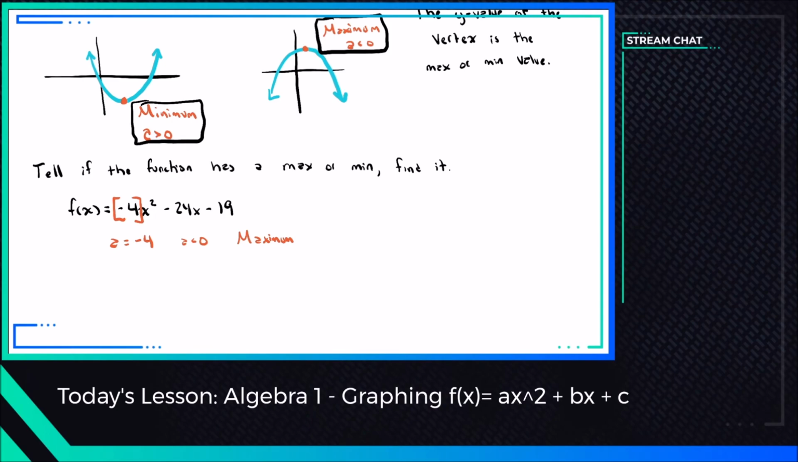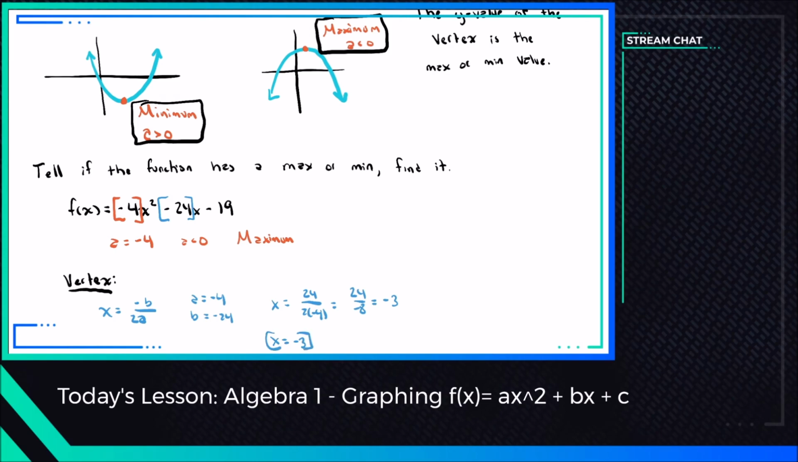And to find it, we must find the y value of our vertex. So we have to find our vertex. So to find our vertex, we have to plug into the function x is equal to the opposite of b over 2a. And we already know that a is equal to negative 4. Notice that b is equal to negative 24. And so this is going to be x is equal to negative 24. The opposite of that is going to be a positive 24 over 2 times negative 4. So that's going to be 24 over negative 8, which is equal to negative 3.